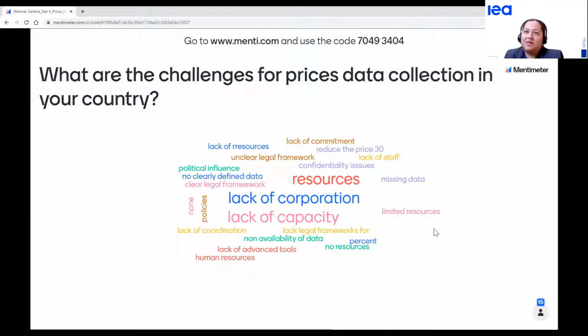Very good. So we see there are many challenges in the data collection, whether it is for energy statistics or for prices. It's more or less the same challenges whenever you're collecting any data. Excellent. So now let's get started with the presentation.